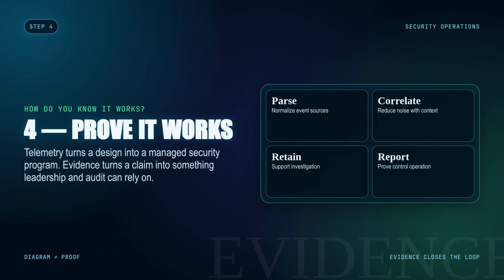The fourth question is, how do you know it works? This is the operations question. Security controls do not matter just because they exist on a diagram. They matter when they reduce risk and when you can prove their state. For monitoring topics, ask what the SIEM needs to parse, correlate, retain, and alert on.